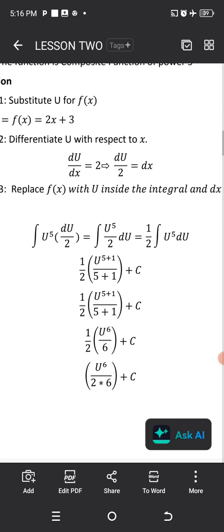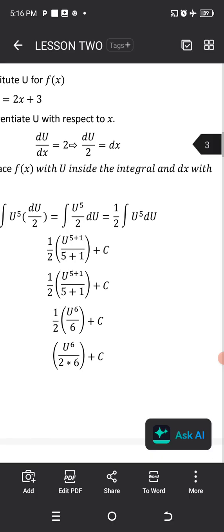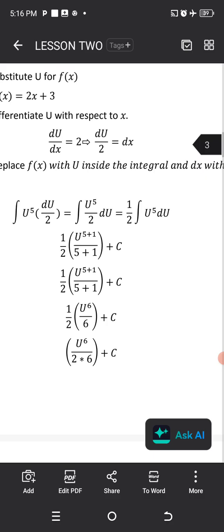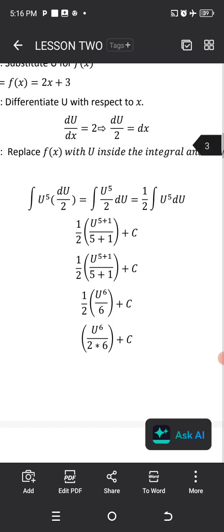So the integral of u raised to power 5 times du over 2 equals the integral of u raised to power 5 over 2 du. We've substituted the necessary data we need to replace with each other, which equals 1/2 integral of u raised to power 5 du. So eventually, now we've applied the integration formula, the basic formula you were taught in the first video.